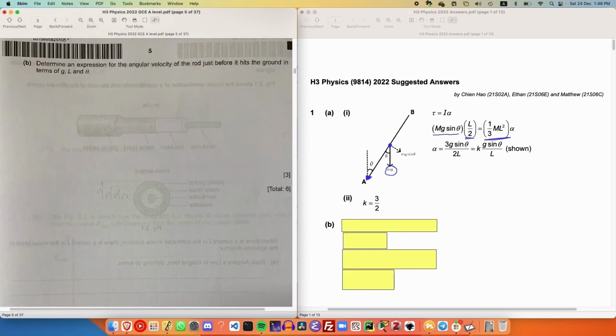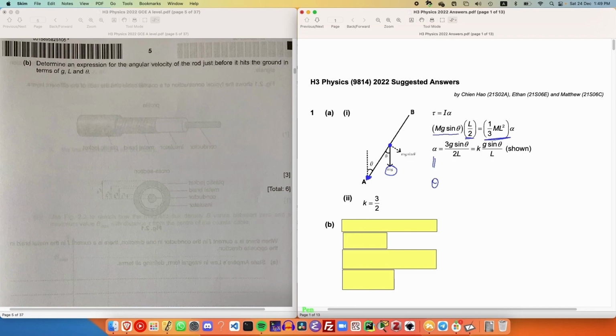Now moving on to question 1b: determine an expression for the angular velocity of the rod just before it hits the ground. Because alpha is the second derivative of the angle theta, from the kinematics point of view we need to solve this differential equation. However, it is very difficult to solve, so that's where dynamics comes in. So we jump from the kinematics perspective to the dynamics perspective, which makes use of conservation of energy.